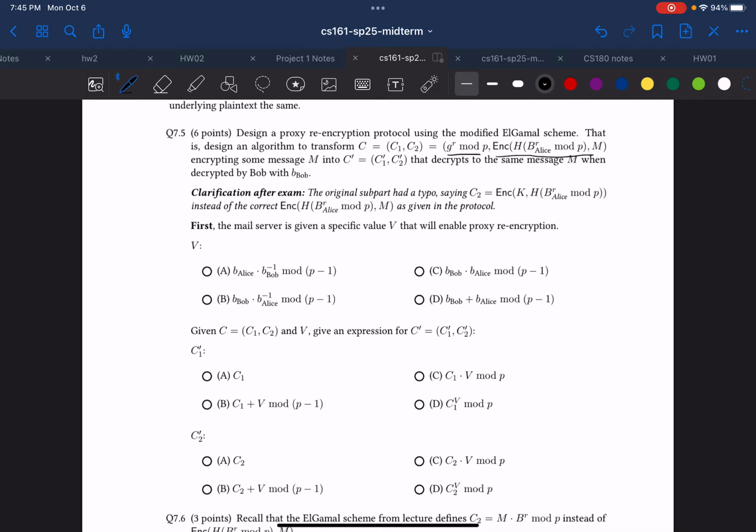And then, yeah, so V you can think of as this transformation, and then we'll need to give the new ciphertext that Bob can use. So if C is the ciphertext after the message is encrypted by Alice's public key, C prime should be the ciphertext that can be decrypted by Bob.